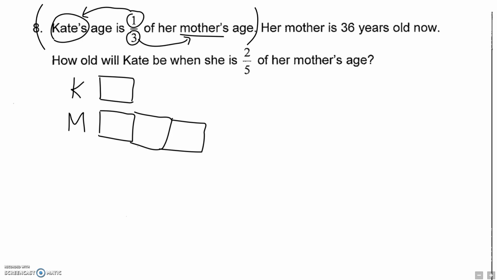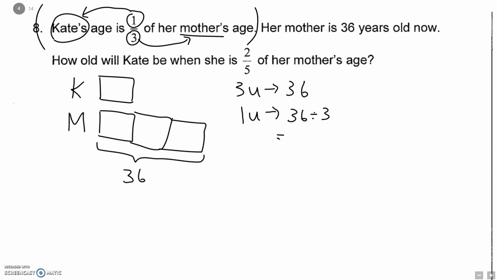Now, the mom is 36 years old now. Okay. Now, when you draw your model out, straight away you know, alright, I know that 3 units is 36. Common sense tells me I need to always look out for 1 unit first. 36 divided by 3 gives you a 12. Okay, now this is 12, 12, 12, and 12.